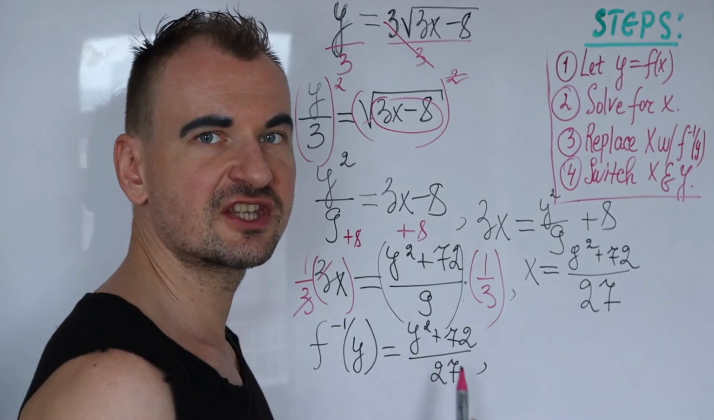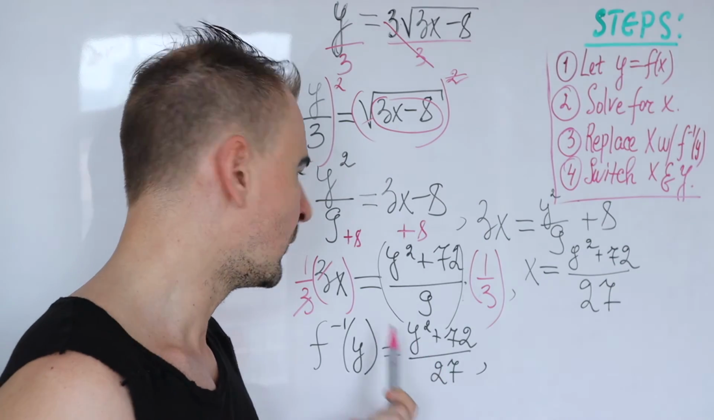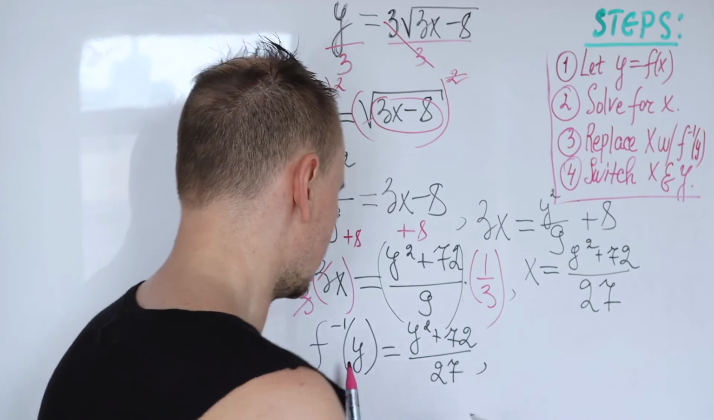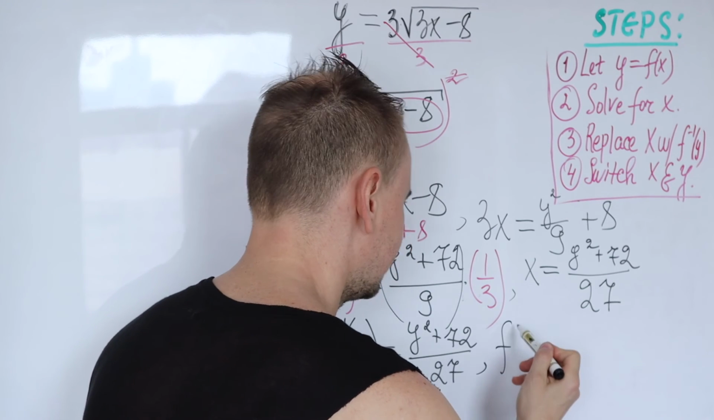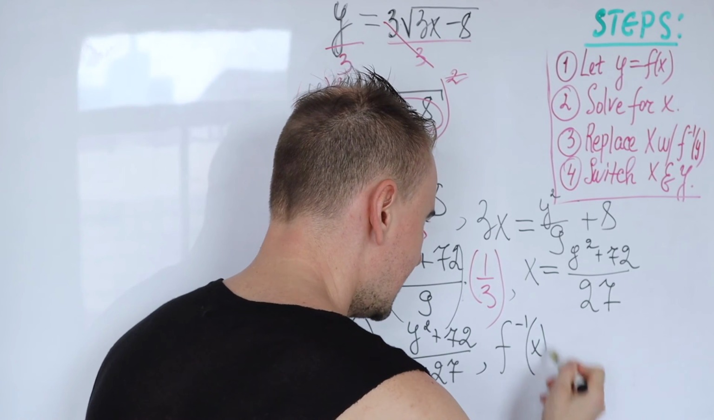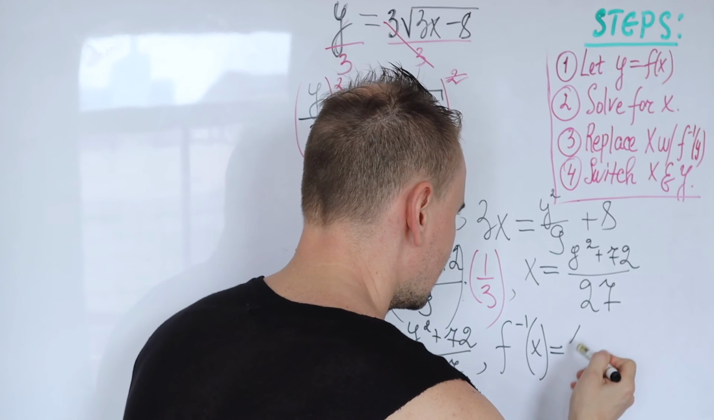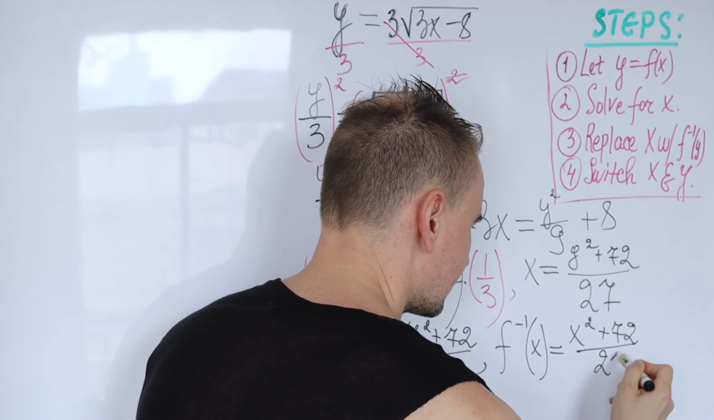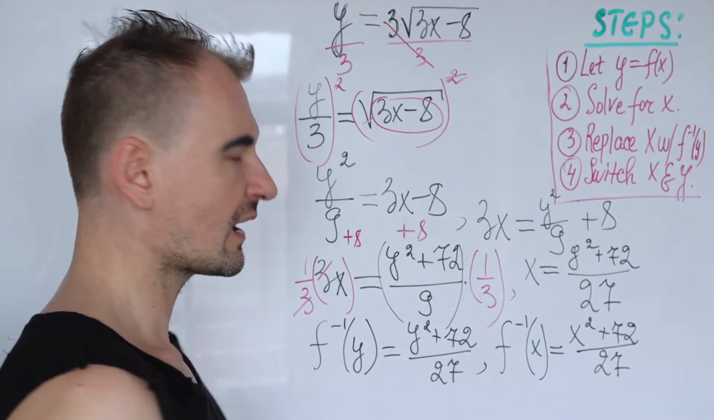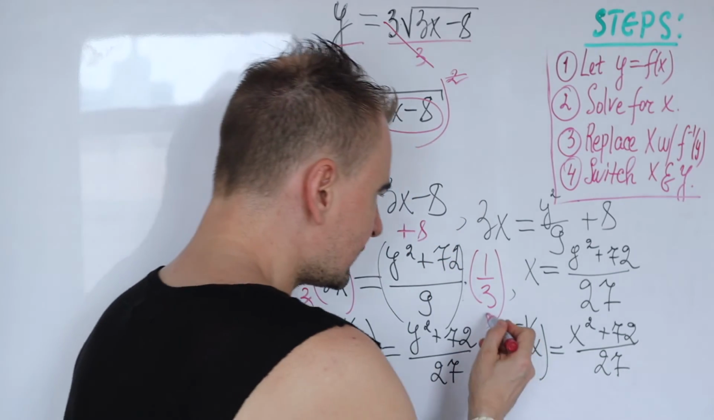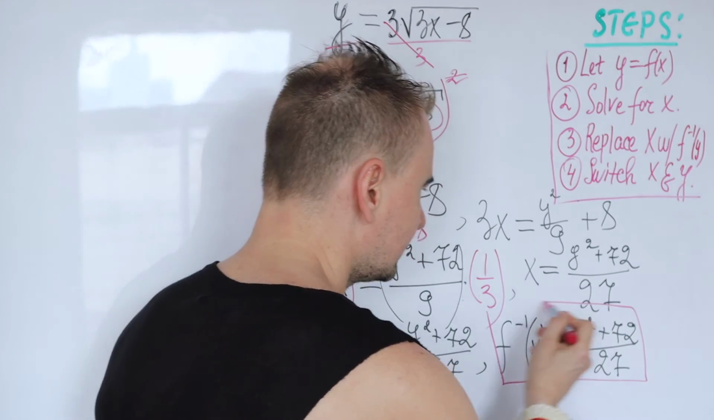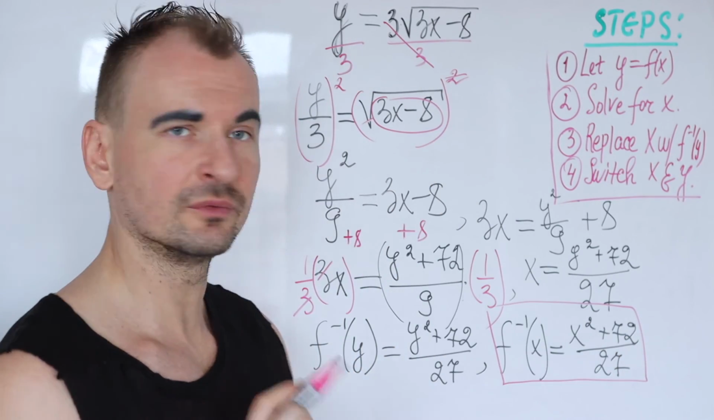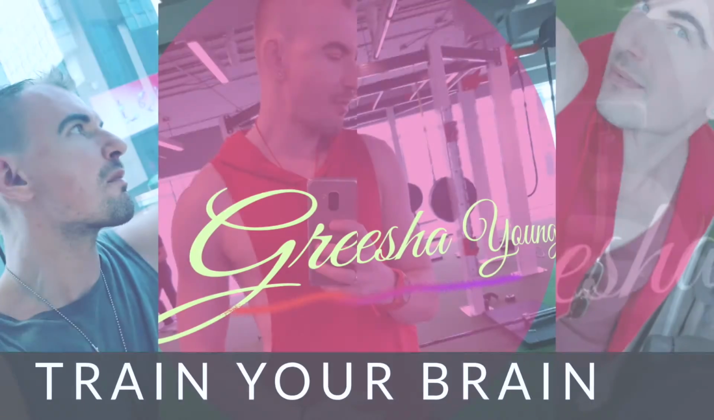And finally, the last step, you want to replace y with x, everywhere y shows up in your formula. So you're left with f -1 of x equals x squared plus 72 over 27. Alright, and this is your inverse function for that 3 square root of 3x minus 8.